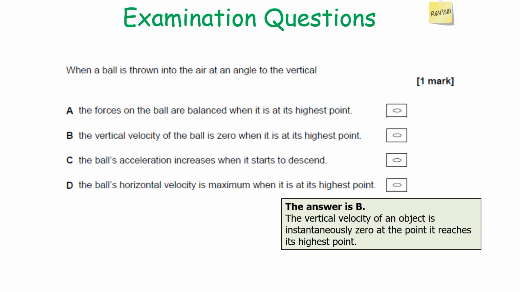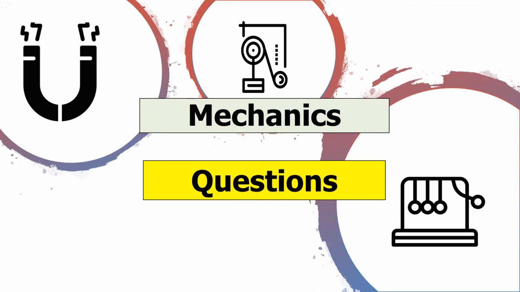Well, the answer is B, because if you notice all the different options here, the forces on the ball are balanced when it's at its highest point. That's not going to be the case at any particular instant, because at that point it's going to start to instantaneously come back down and accelerate down. The ball's acceleration increases when it starts to descend. Well, again, how do we know that is going to be the case? Well, we don't, but what we do know is that the vertical velocity of the ball is zero at its highest point, because when it's at its highest point, it'll instantaneously stop moving and then come back down, so therefore our answer is B. Let's have a look now at a few longer questions on the mechanics topic.